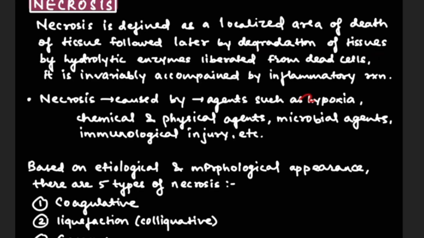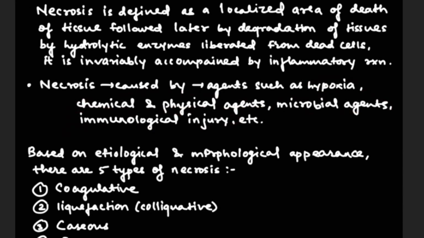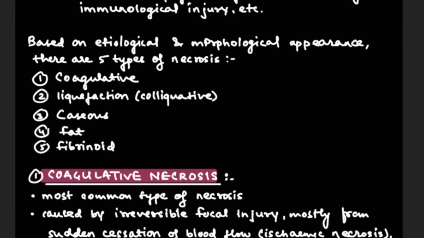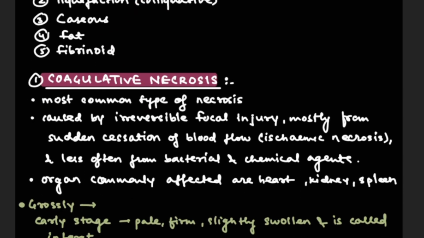Necrosis is caused by some agents, that is hypoxia, then chemical and physical agents, microbial agents, immunological injury, and many more. Then based on the etiological and the morphological appearance, there are 5 types of necrosis: coagulative, liquefaction, caseous, fat, and fibrinoid. So first we are going to see about coagulative necrosis.